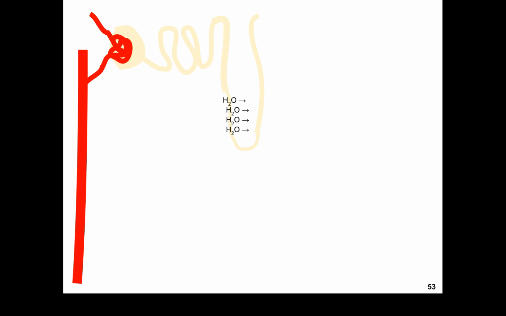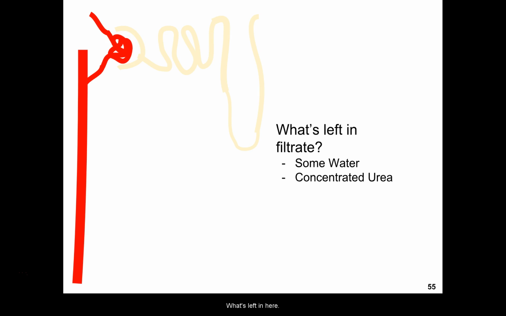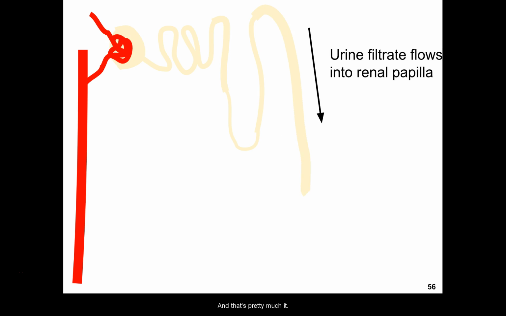Okay, so the next thing that it does is it continues up this loop of the nephron, and what's left in here is there's some water. There's probably a little bit of salt in there, maybe a tiny little bit of glucose, but not very much, definitely trace amounts of glucose, and concentrated urea. So there's just a little bit of water left, enough to have that urea be dissolved in it, and that's pretty much it. So then this urine filtrate's going to filter into what's called the renal papilla, and then ultimately it's going to get squeezed into the urinary bladder and you're going to pee it out.